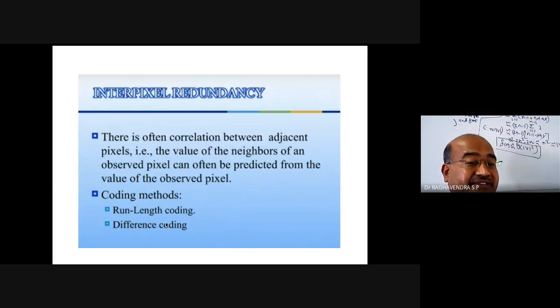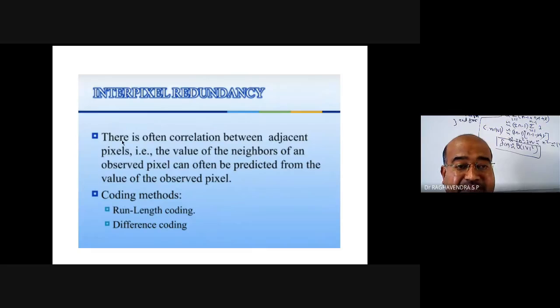So we can predict the pixel value. If you consider one pixel, you can predict the pixel value of its neighboring or adjacent pixel. If we can predict using a given correlation, that mechanism is interpixel redundancy. So the value of the neighbors of an observed pixel can often be predicted from the value of the observed pixel. Observed pixel means the pixel under consideration. Predicted means its neighbor. We can predict the value of the neighboring pixel provided that we have the current or observed pixel in hand.